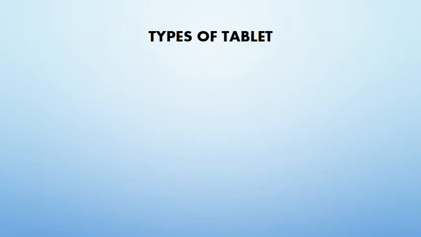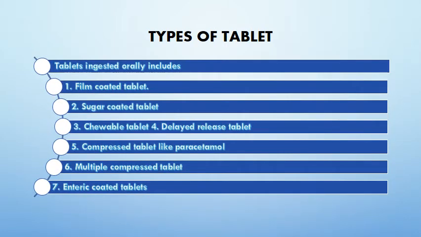Types of tablet. Basically the tablets can be divided into four main categories. The first category is the tablet ingested orally. The tablet ingested orally includes film coated tablet, sugar coated tablet, chewable tablet, delayed release tablet, compressed tablet like paracetamol, multiple compressed tablet, and enteric coated tablets.